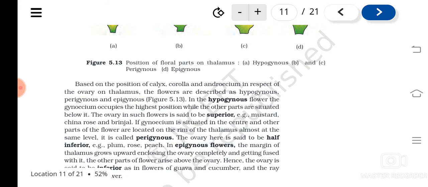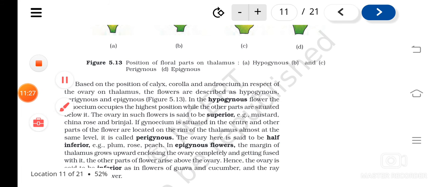If the sepals, petals, etc. originate at somewhat the same level, then it is known as a perigynous flower. The perigynous flower is also known as half inferior. Examples are plums, roses, peach, etc. They are also known as half inferior flowers or perigynous flowers.